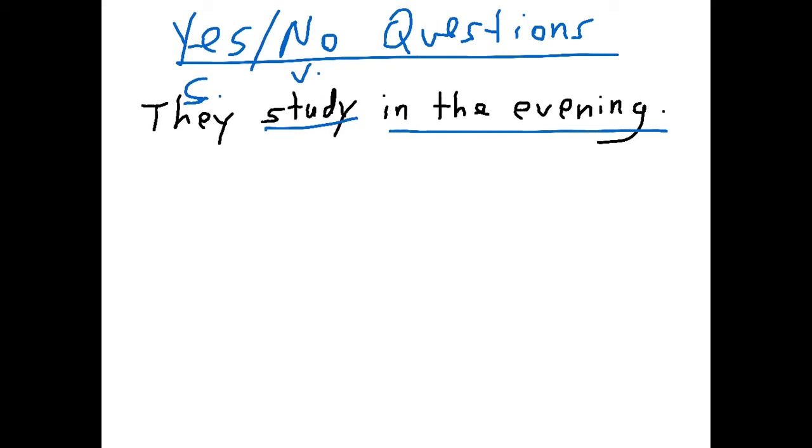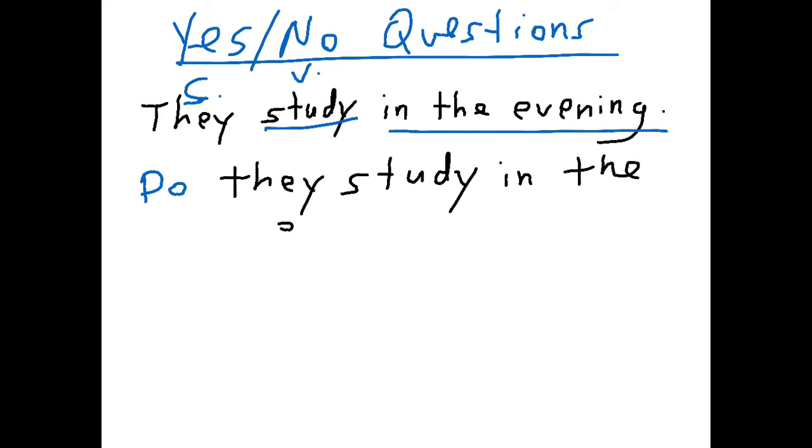Do you remember the auxiliary we used for the negative? The auxiliary do. Well, all we have to do to form a question is to add the auxiliary do at the beginning of our sentence. Do they study in the evening? And don't forget the question mark. This is a question you can only answer by yes or no.